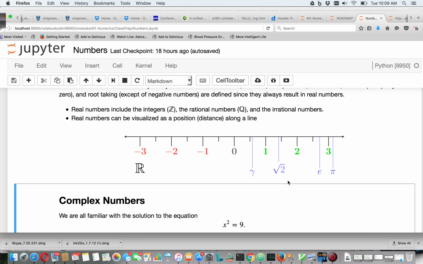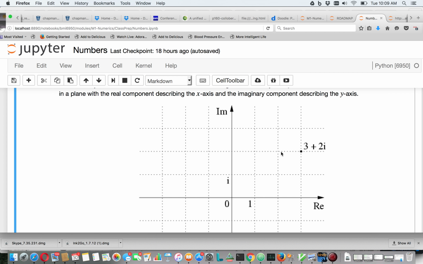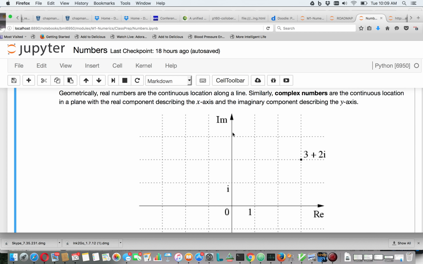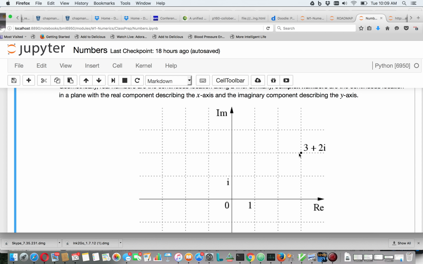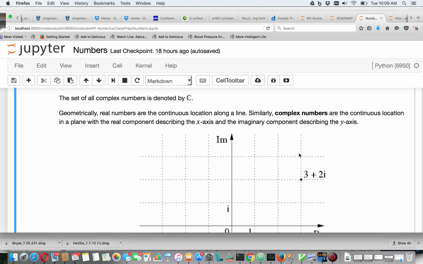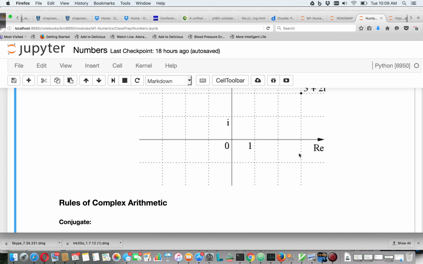Well, just as we view the real numbers as a distance along a line, we can view a complex number as a position in a plane, where the real part is its distance along this x-axis, and the imaginary part is its distance along the y-axis. So here we'd have the point 3 plus 2i. We come over 3 points on our real axis and up 2 on our imaginary axis, and this becomes a complex number. And complex numbers are very important in describing a variety of physical processes.